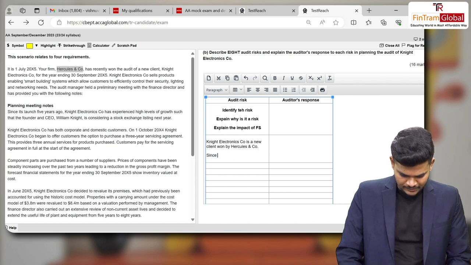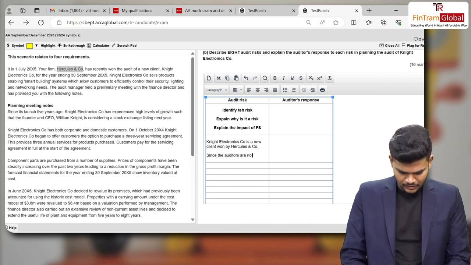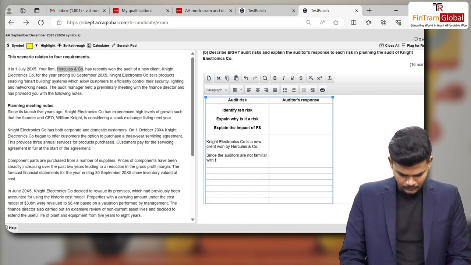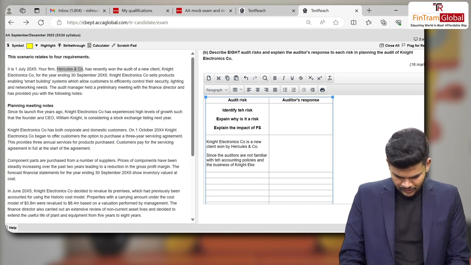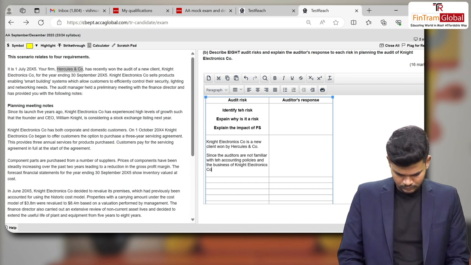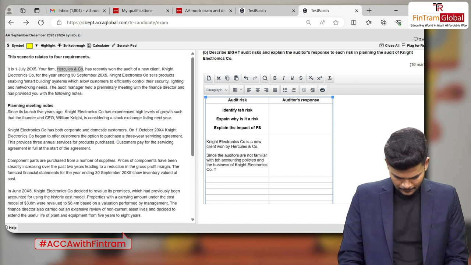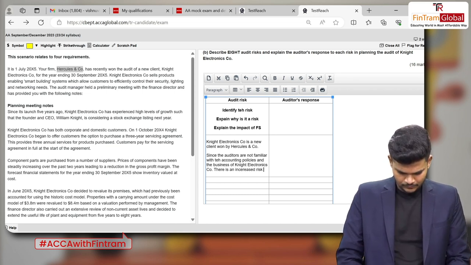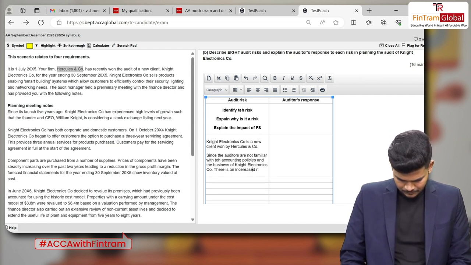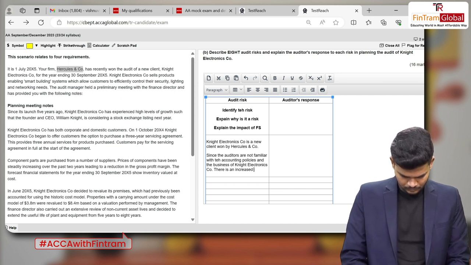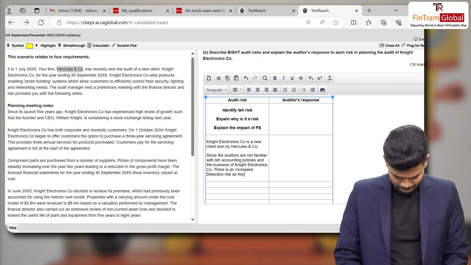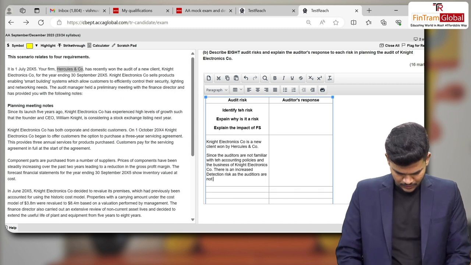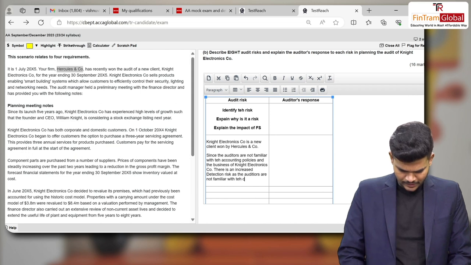Okay, folks, since the auditors are not familiar with the accounting policies and the business of Knight Electronics Co., there is an increased detection risk, isn't it? As the auditors are not familiar with the client.